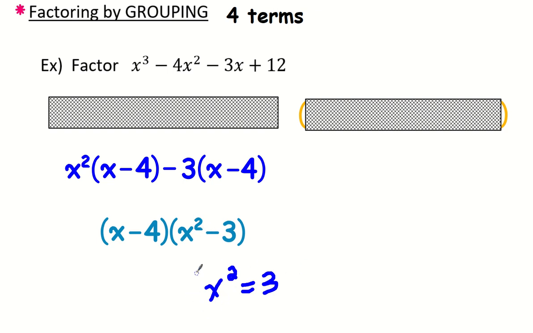And then you would take the square root of both sides, and you'd end up with plus or minus the square root of 3, because you can't do a nice square root of 3, so you would just leave it as the square root of 3. Okay, but we weren't even solving there, we were just factoring.